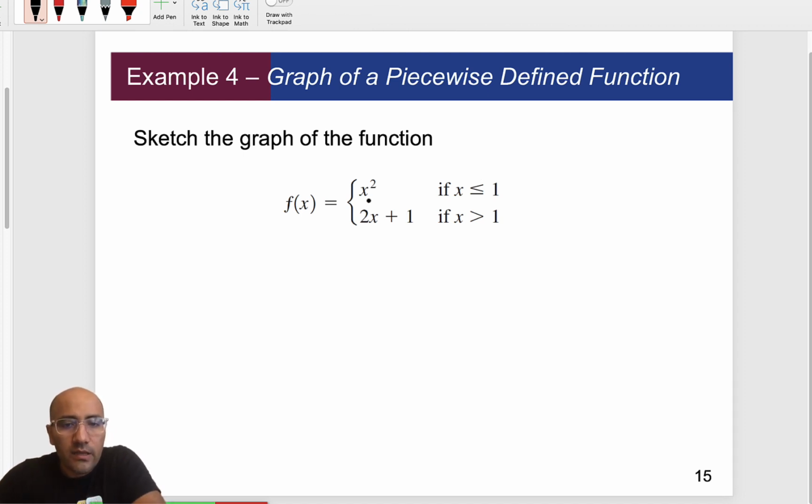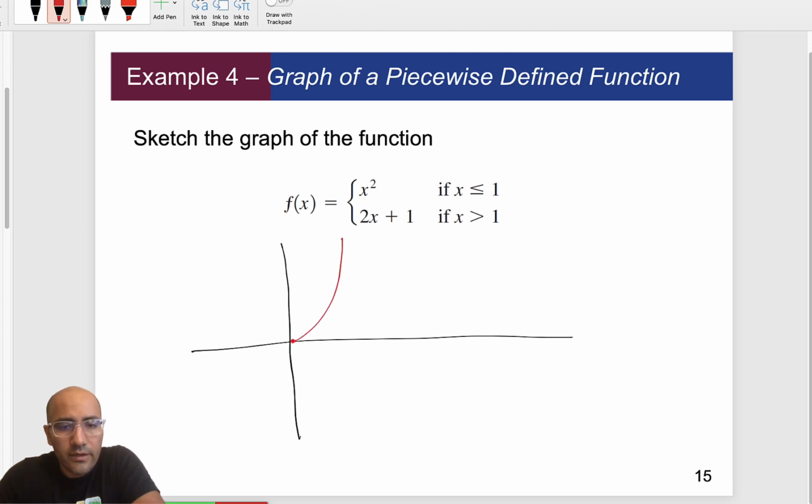Good. So we know that the equation of x squared is just going to be a plain, boring parabola. So I know this guy goes this way. And this guy goes that way. So this is x squared. And then 2x plus 1. So this is y equals 2x plus 1. Tells me the slope is 2.